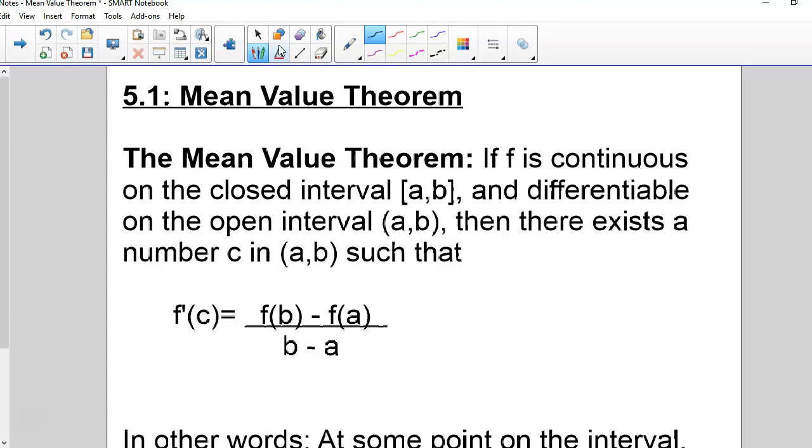So mean value theorem is a little bit similar, but it deals with the rates of change of the graph. If f is continuous on the closed interval [a, b] and it's differentiable on the open interval (a, b), then there exists a number c in (a, b) such that f prime of c equals f of b minus f of a over b minus a. So that's a lot of words, a lot of math that might not make a lot of sense. What looks familiar to you, though?